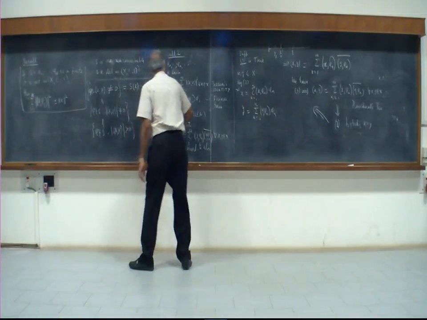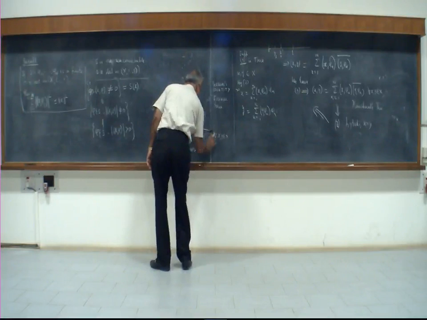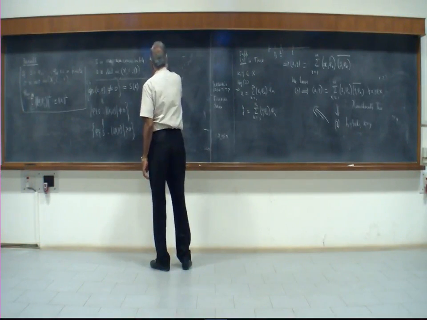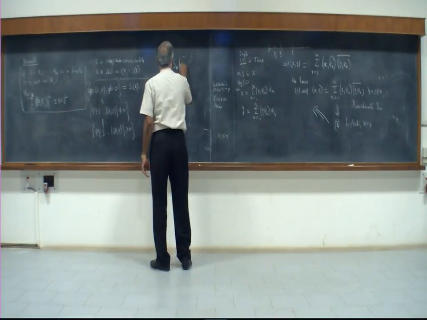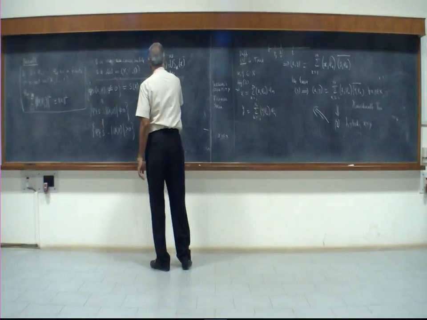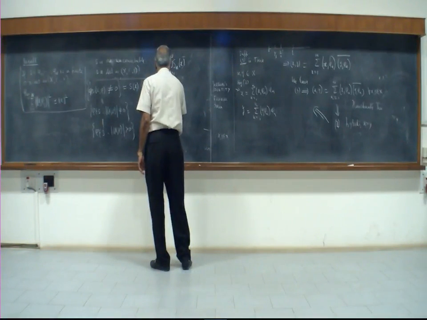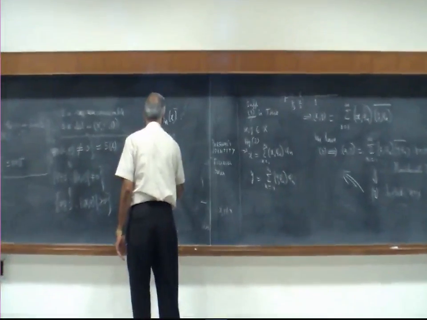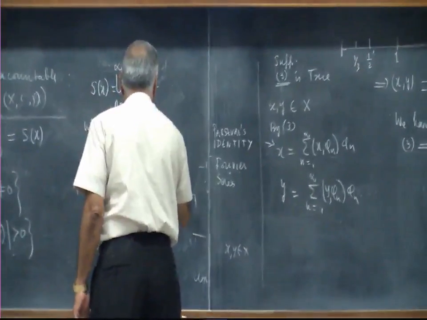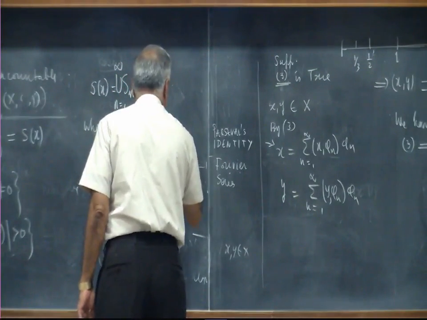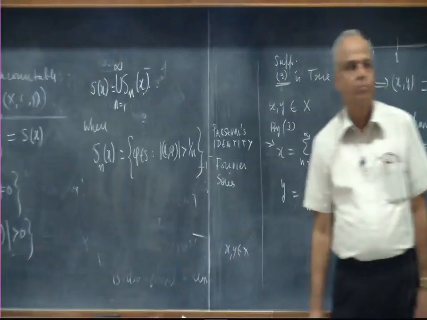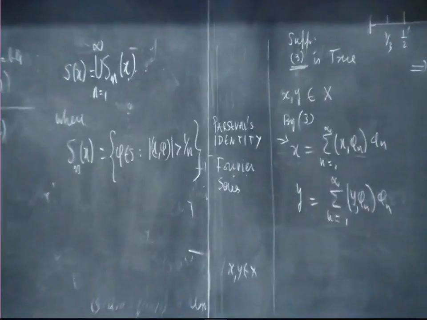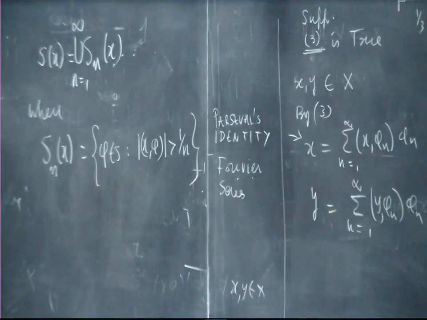Okay. So, this set Sx can be written as the union over n equal to 1 to infinity of Snx, where Snx is the set of all phi's such that mod x phi is greater than 1 over n. Okay. Why is this true?